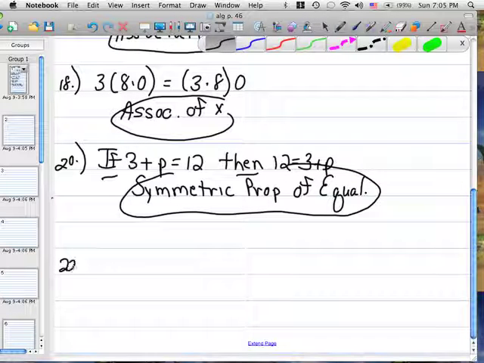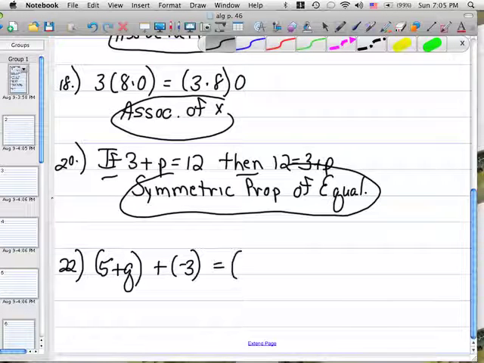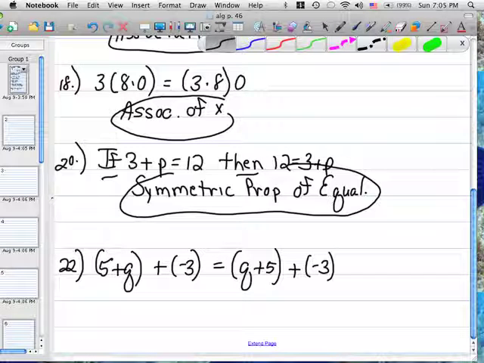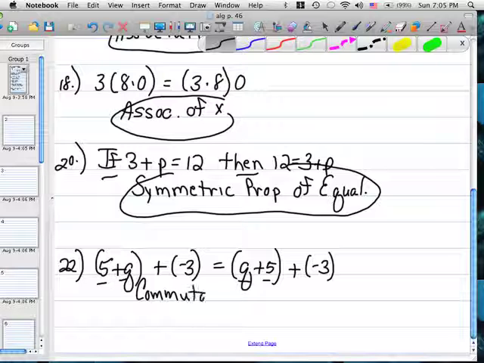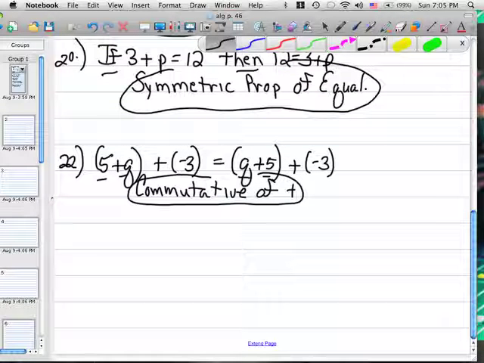Problem number 22, you have 5 plus Q in parentheses plus a negative 3 equals in parentheses Q plus 5 plus negative 3. Now they haven't changed the grouping symbols, they still enclose the same thing, but they did change the order of the 5 and the Q. So this has to be commutative of addition.